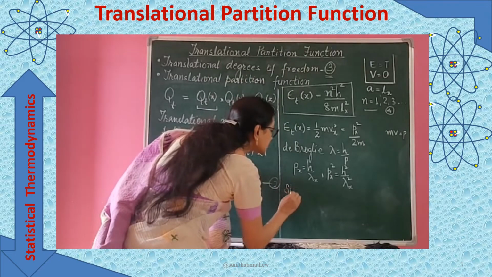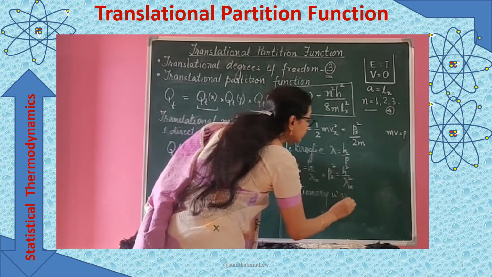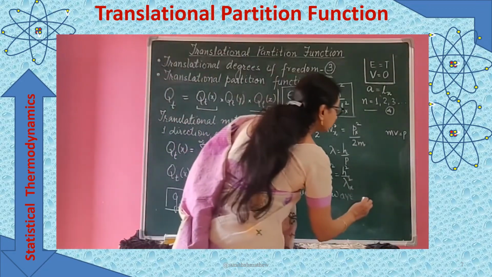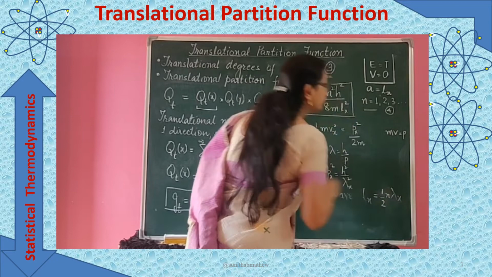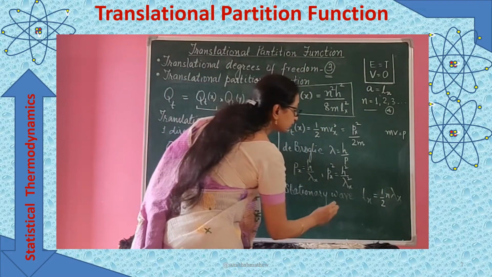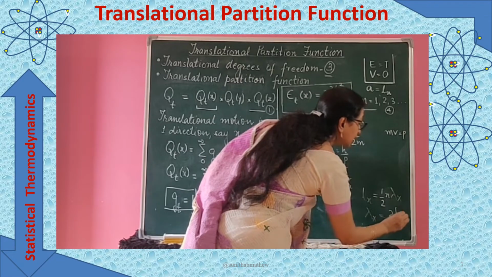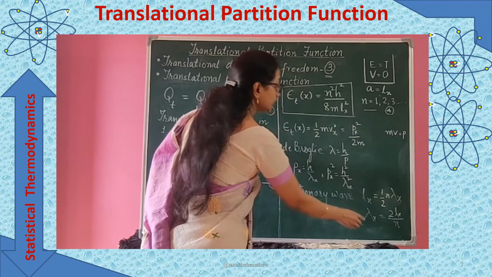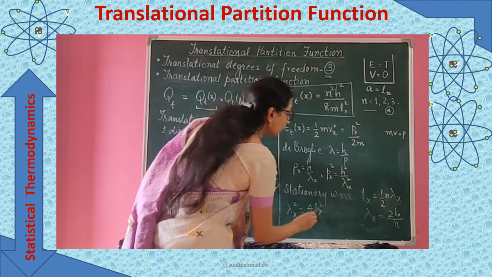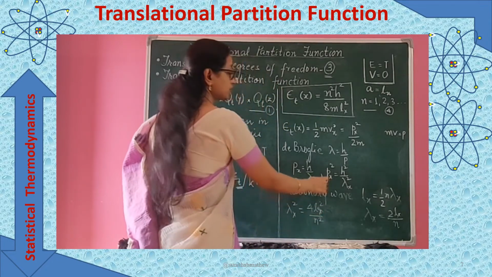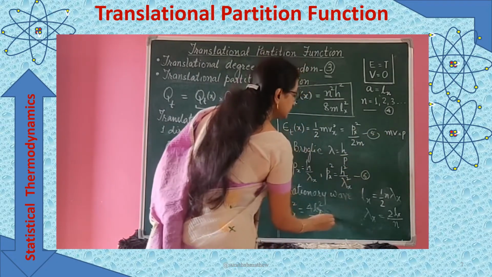Now let us consider the stationary wave. For stationary waves, the path length Lx is equal to half integral multiple of wavelength. So lambda x is equal to 2 Lx upon n. Square of this will give lambda x square equal to 4 Lx square upon n square. So we can substitute this value. Let this be equation number 5, this 6, this is 7.